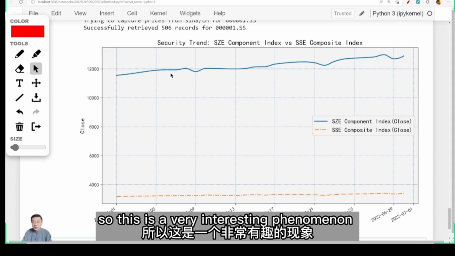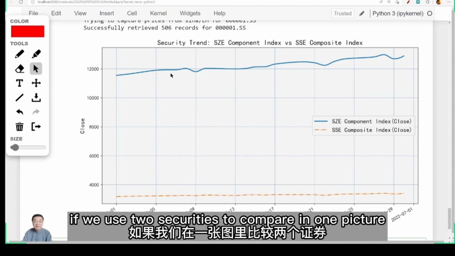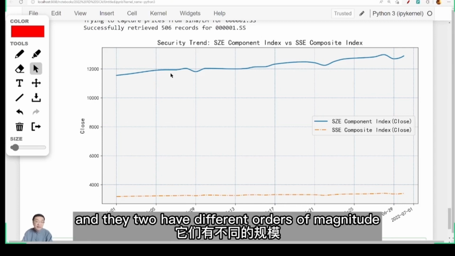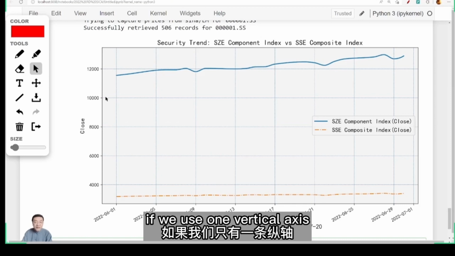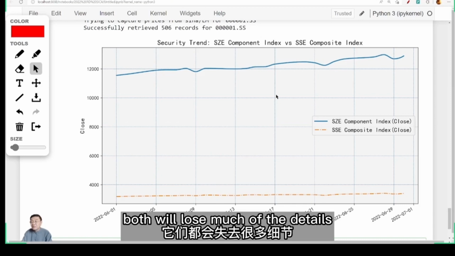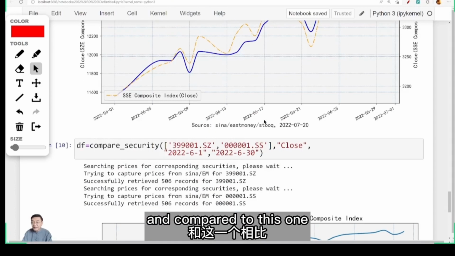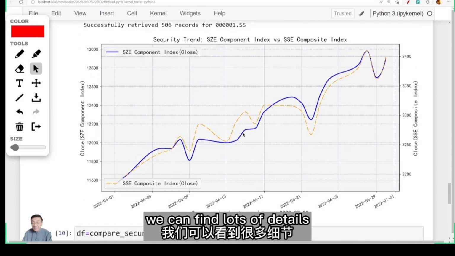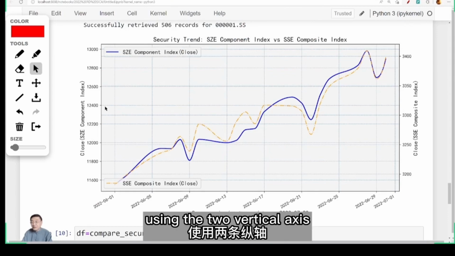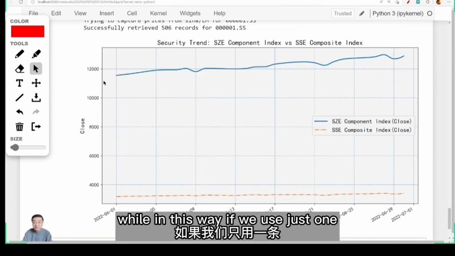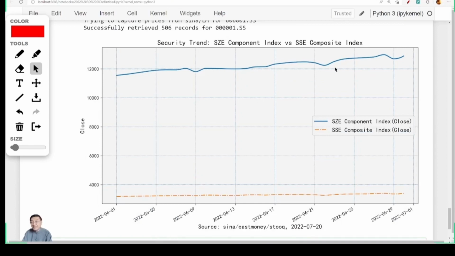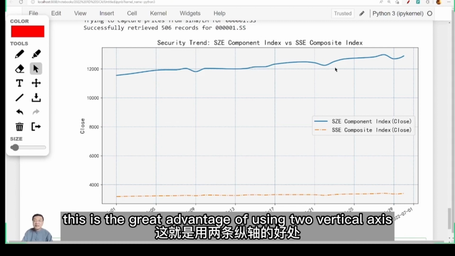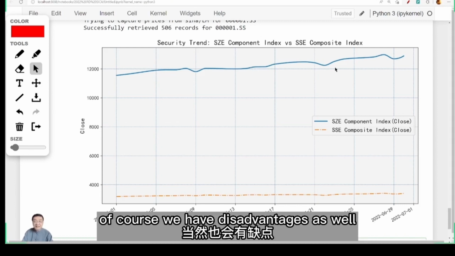So this is a very interesting phenomenon. If we use two securities to compare in one picture, and they have different orders of magnitude, if we use one vertical axis, both will lose much of the details. Compared to this one, we can find lots of details using two vertical axes. While in this one, if we use just one vertical axis, we may find less. This is the great advantage of using two vertical axes. Of course, we have disadvantages as well.